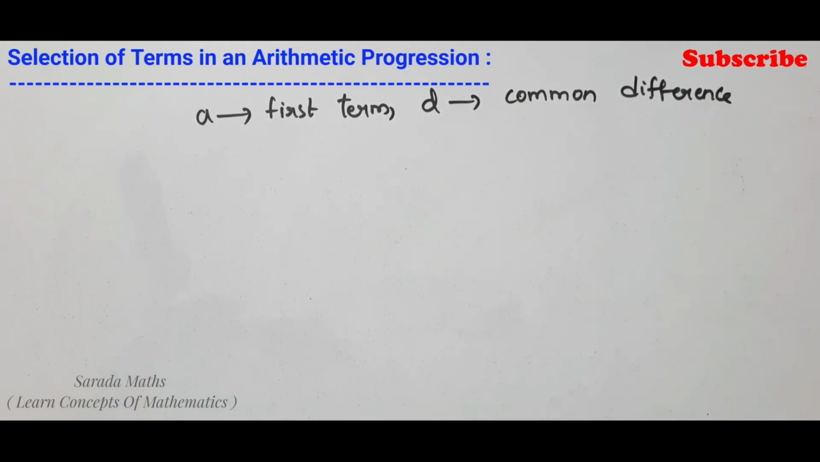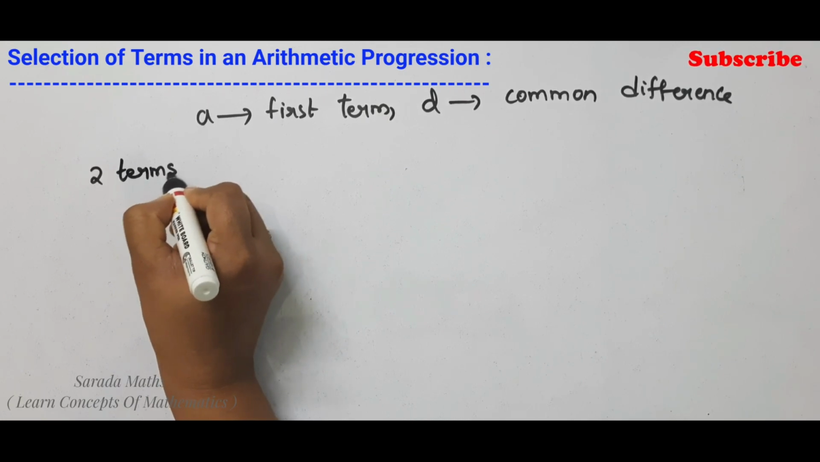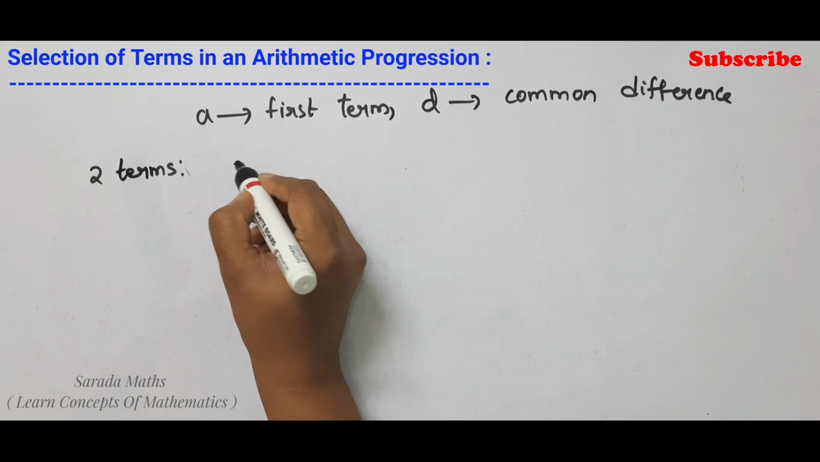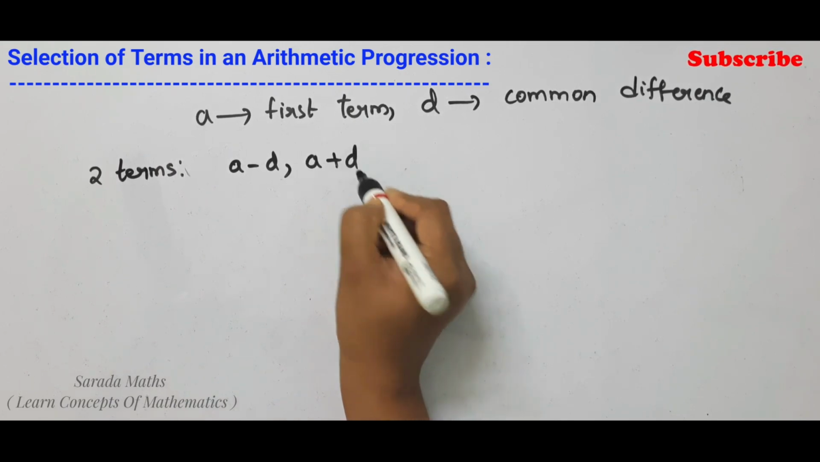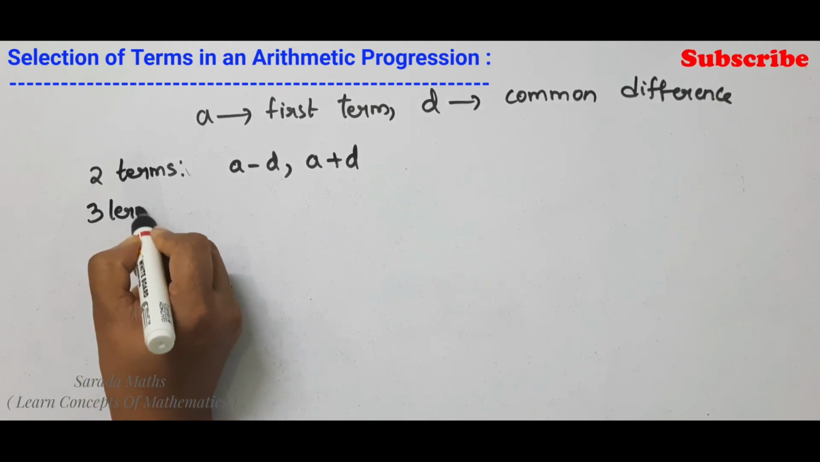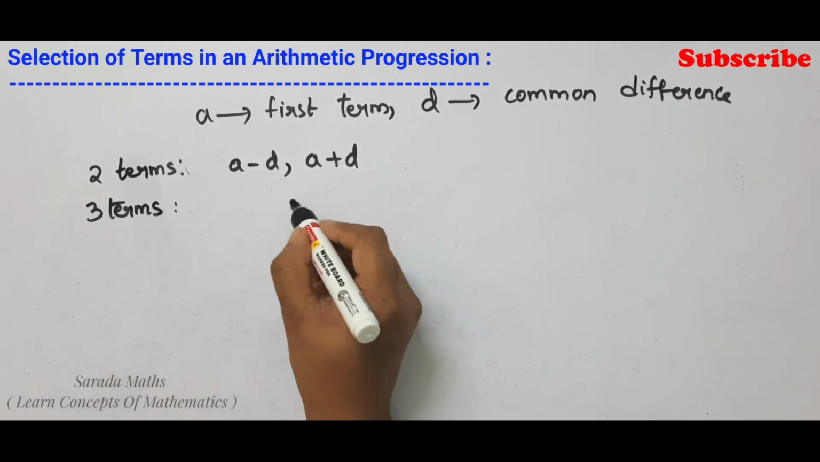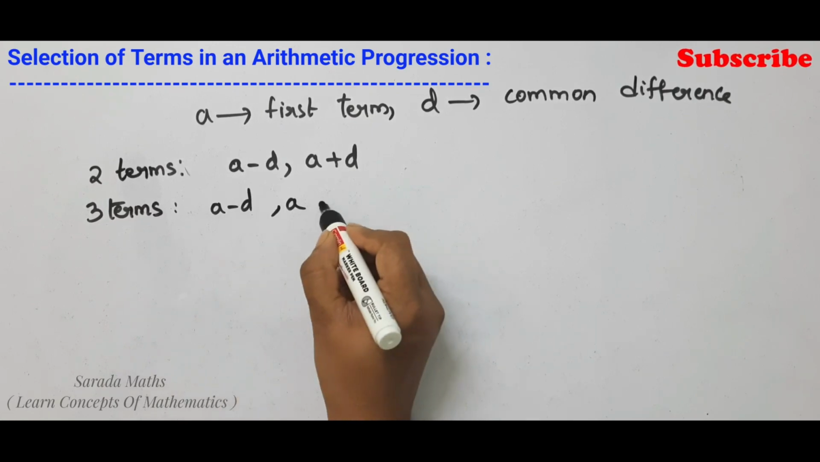Then if you have to select only two terms, the two numbers should be of the form A minus D, A plus D. If you have to select three terms, the middle term should be A and the remaining two terms will be A minus D, A plus D.